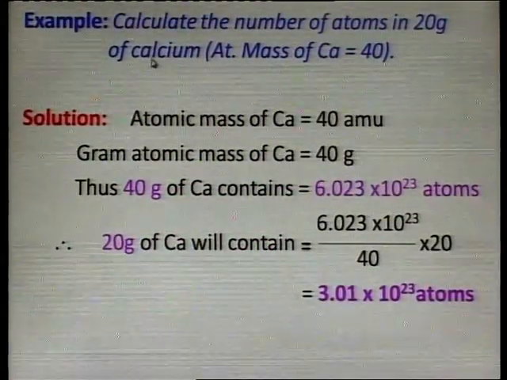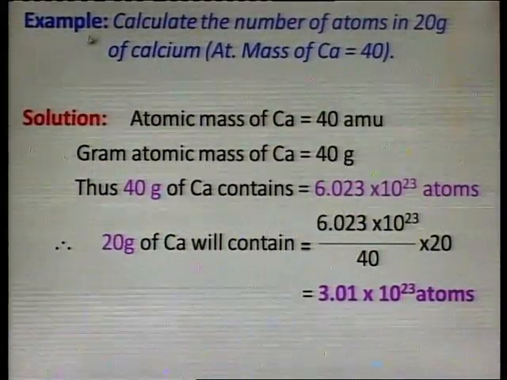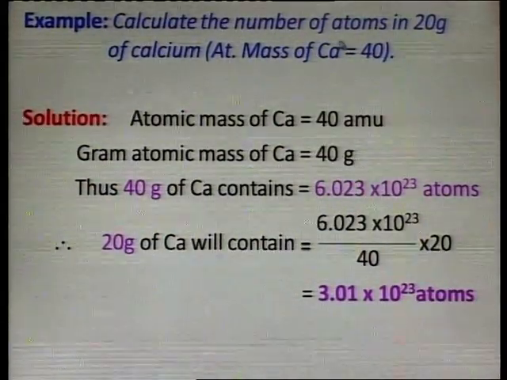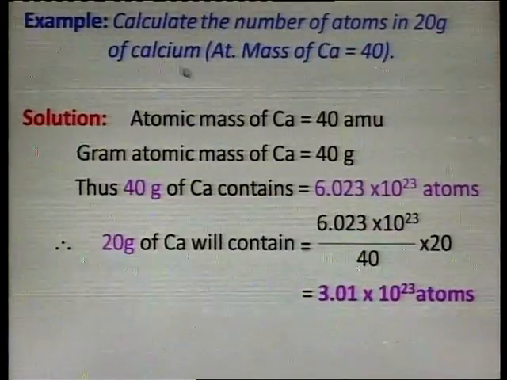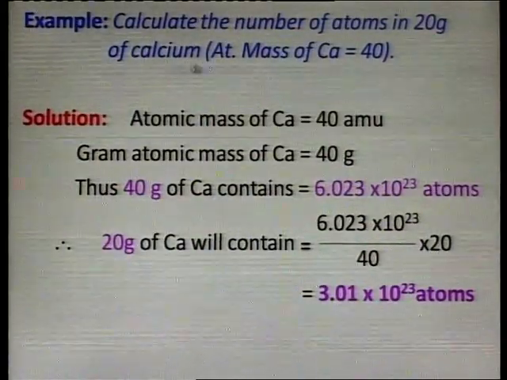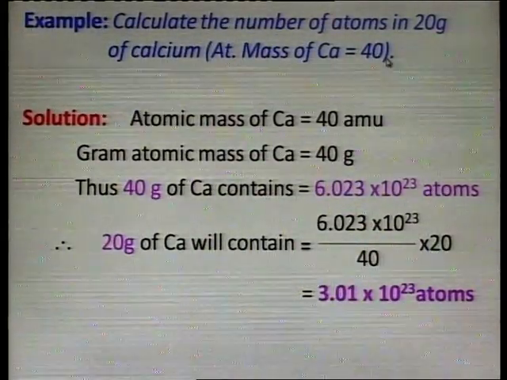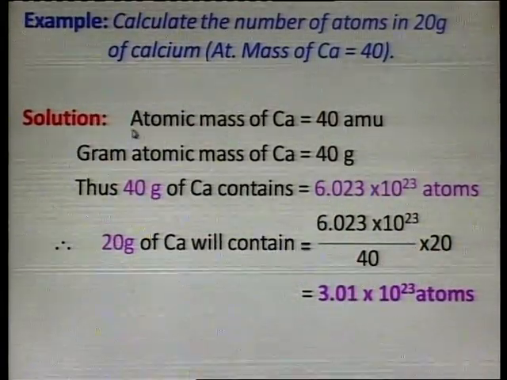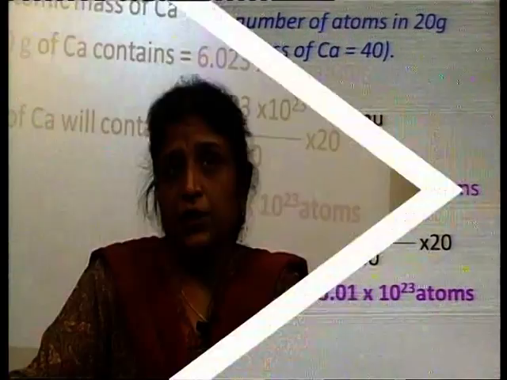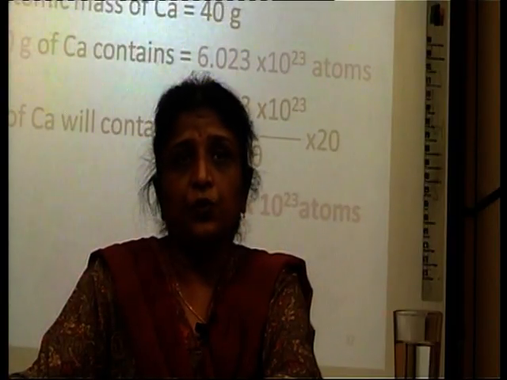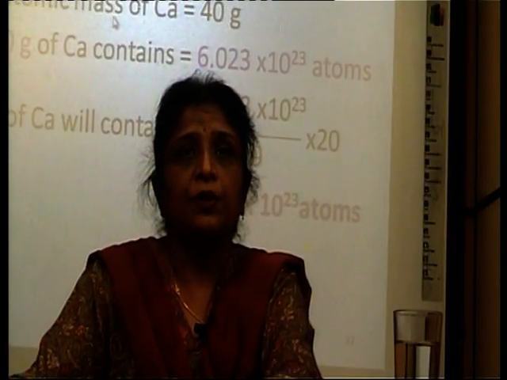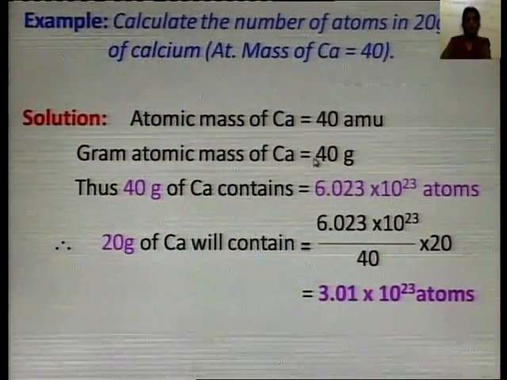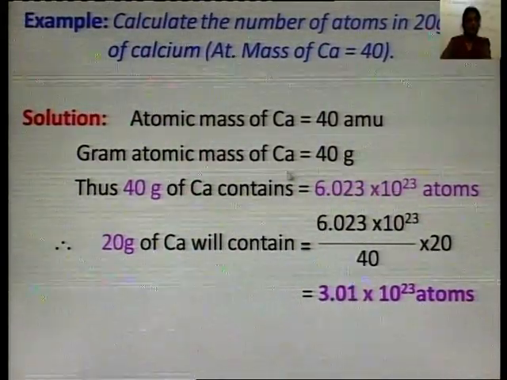You can understand it by taking this example: calculate the number of atoms in 20 gram of calcium, whose atomic mass is 40. We can solve it this way. Atomic mass of calcium is 40 AMU. Gram atomic mass of calcium is equal to 40 gram.